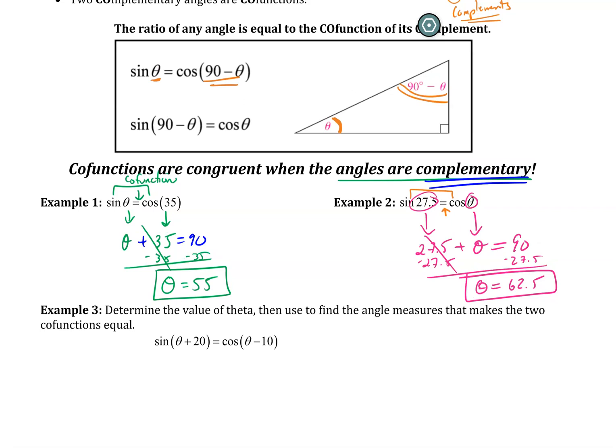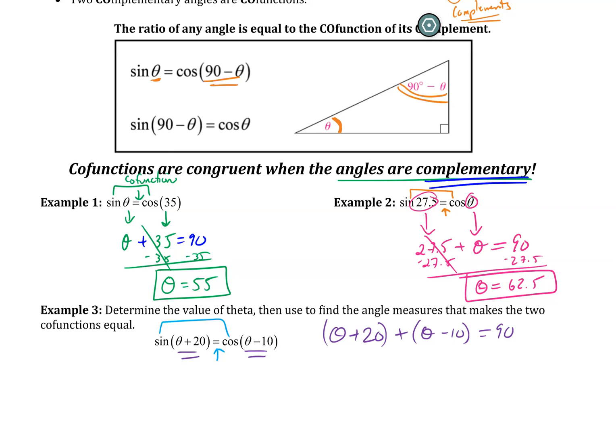So this example 3, same exact work gets done. Again, sine and cosine. They are telling me they're equal. So in order for them to be equal, that means the angles must be complementary, those two added together. So I can take each of them: theta plus 20. It's an algebraic expression, but that's fine. So this angle plus theta minus 10 all has to equal 90. Now I put them in parentheses just to keep them organized, but it's not necessary. There's no operation happening to them.